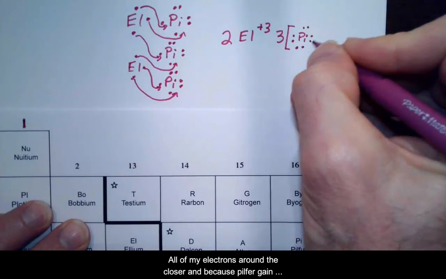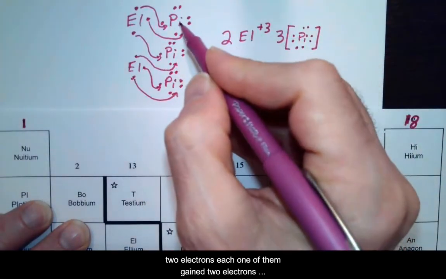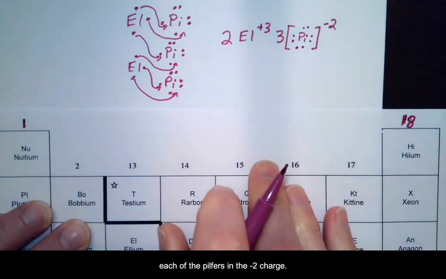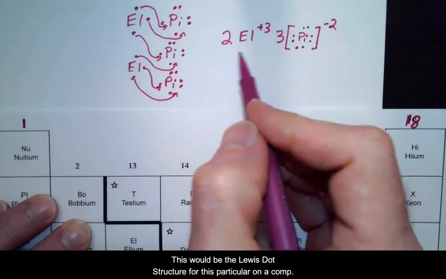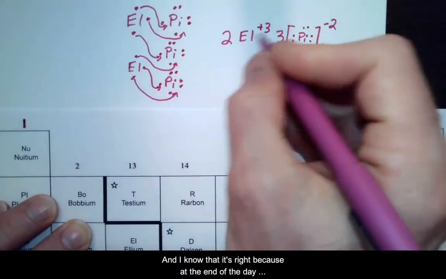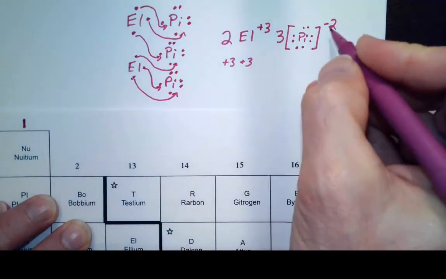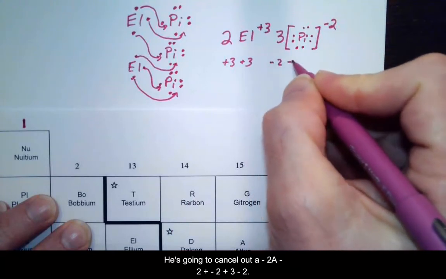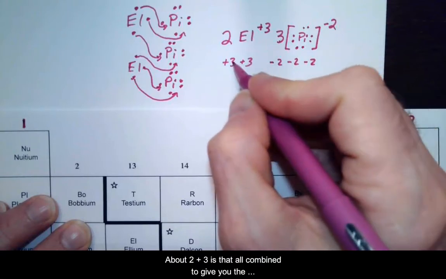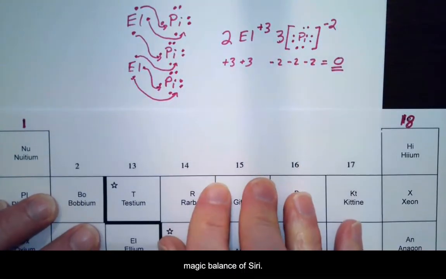So I put all of my electrons around the Pilfer, and because Pilfer gained 2 electrons, each one of them gained 2 electrons, each of the Pilfers is a -2 charge. This would be the Lewis dot structure for this particular ionic compound. And I know that it's right because at the end of the day, a +3 and a +3, because there are 2 of them, is going to cancel out a -2, a -2, and a -2. 3 -2s cancels out 2 +3s. That all combines to give you the magic balance of 0.